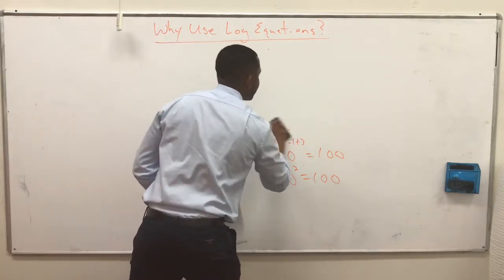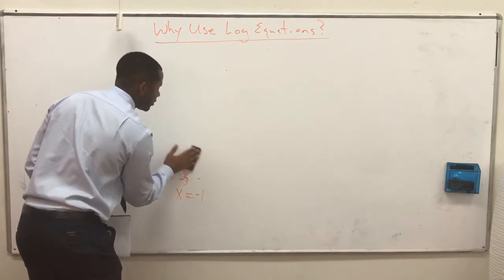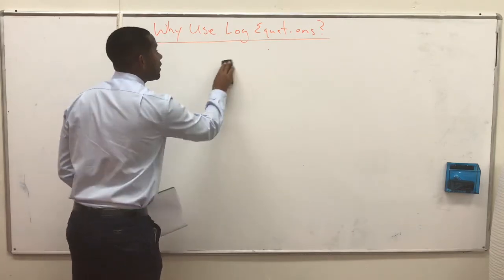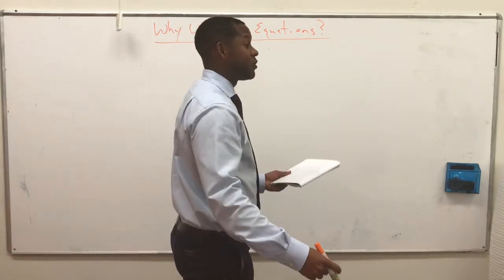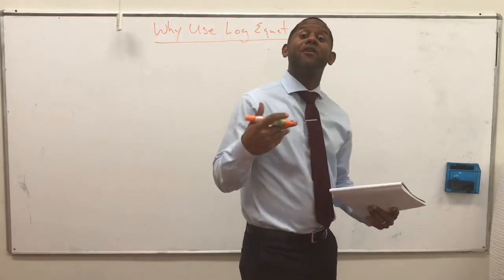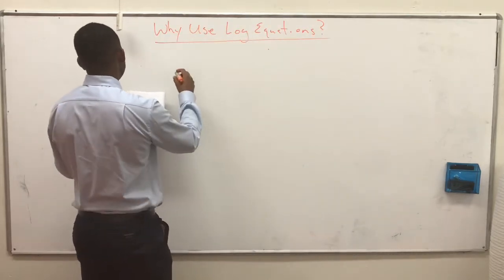It's kind of like an inverse operation, right? If I wanted to get rid of addition, I subtract. When I want to get rid of multiplying, I divide. When I want to get rid of an exponent, I take a root. When I want to get rid of a base, I take a log. Okay? So let's try this next one.